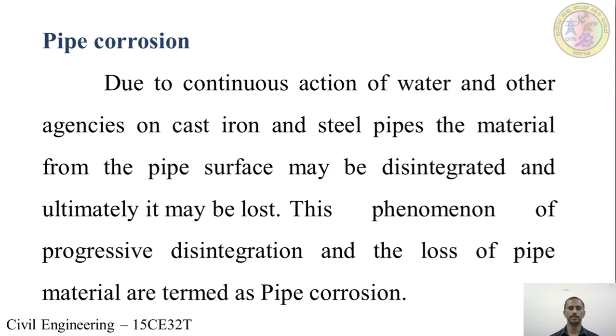Pipe corrosion can either be internal or external. Internal agency is water that is flowing through the pipe, which may cause corrosion. External agencies are air, moisture, and the very soil with which the pipe is in contact. If the pipe is in contact with waterlogged soil, it may increase the rate of corrosion.